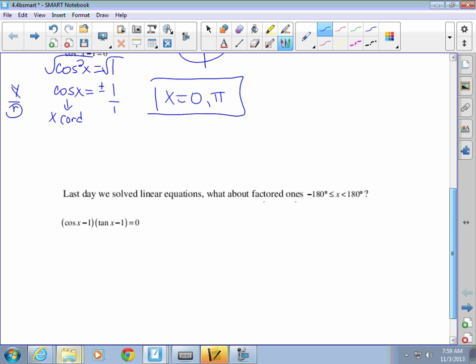So last day we were solving linear equations, and like I said, with this one we're going to be solving equations, but we're going to be solving ones that need to be factored. So our restriction for this is going to be negative 180 is less than or equal to x is less than or equal to 180.